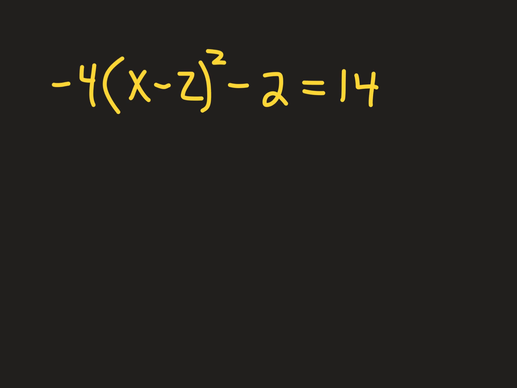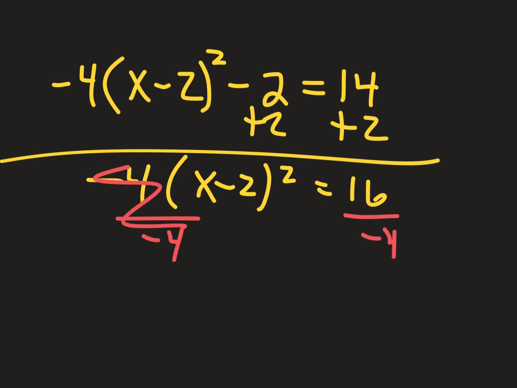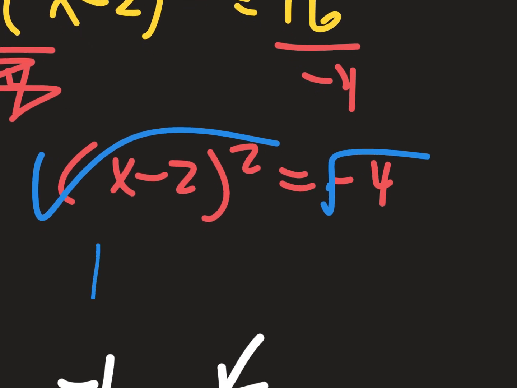All right, my first step is I add 2 to both sides. -4(x - 2)² = 16. Then I divide both sides by -4. Cancels. (x - 2)² = -4. Then I square root. And this is a really important step right there, because you've got to remember absolute values and the i thing. And you've got to remember not to put a plus/minus in there right now.